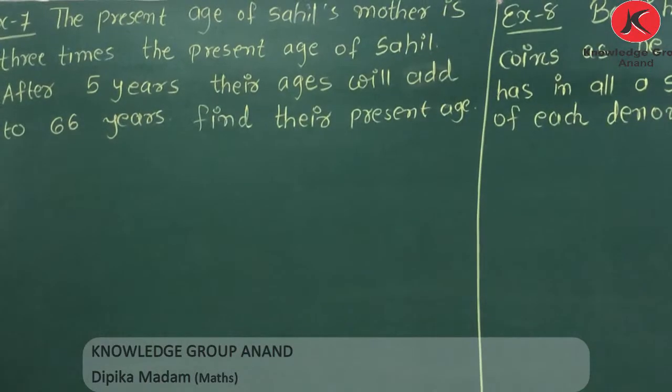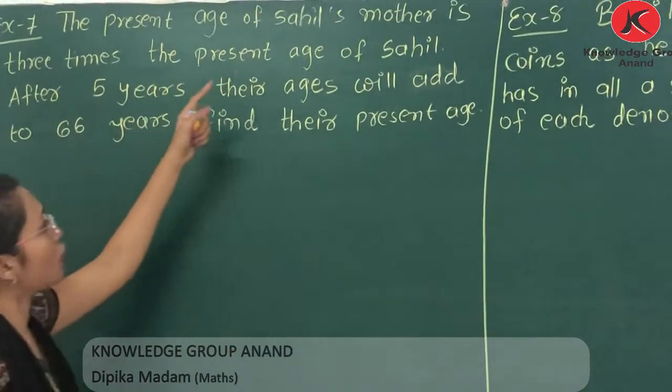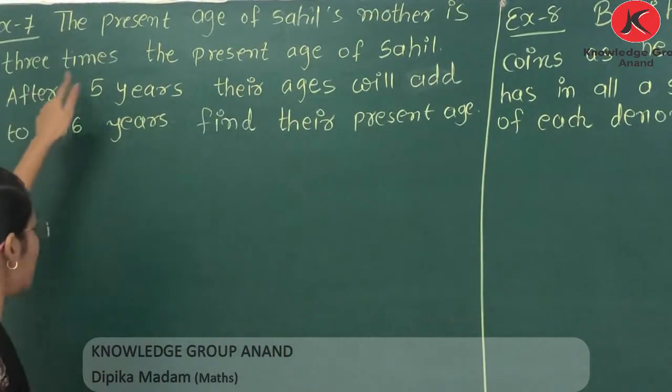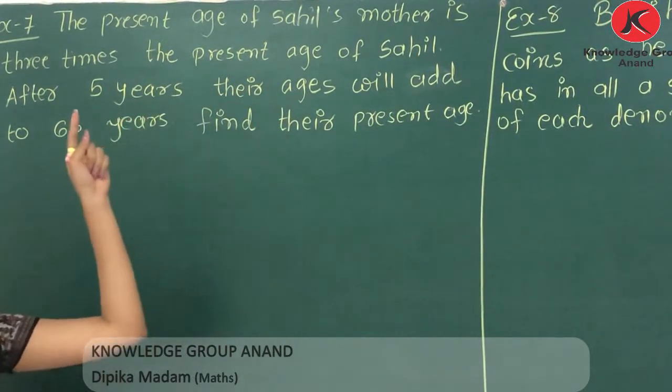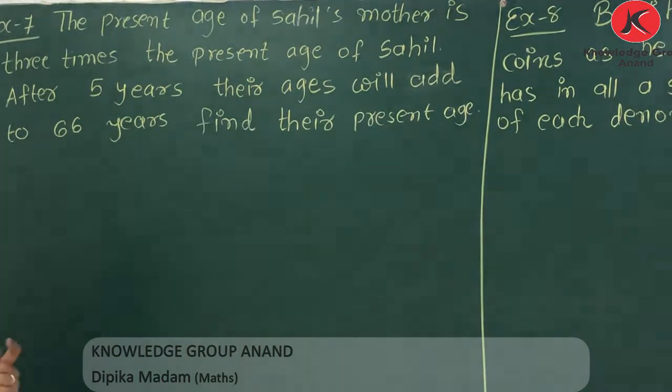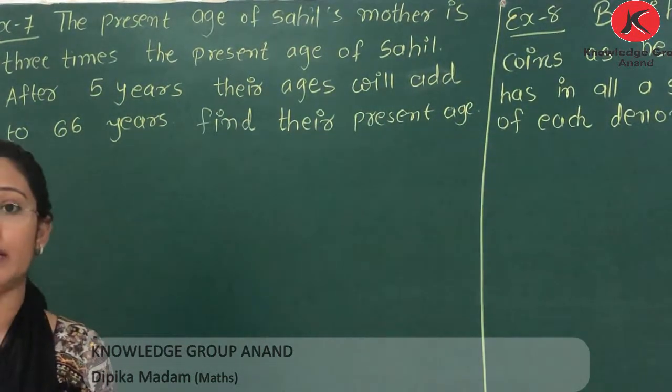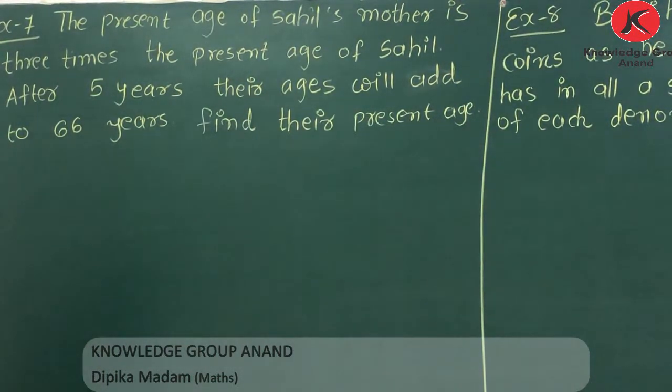Next, example 7. The present age of Sahil's mother is 3 times the present age of Sahil. What is the first statement written in example 7? Whatever Sahil's age is, the mother's age is 3 times that. For example, if Sahil's age is 3 years, then the mother's age is 3 multiplied by 3. If Sahil's age is 15 years, then his mother's age is 3 multiplied by 15, which is 45 years.